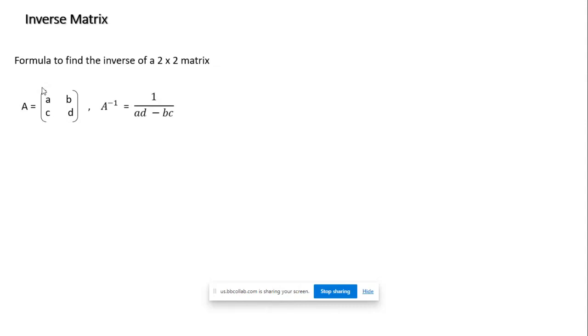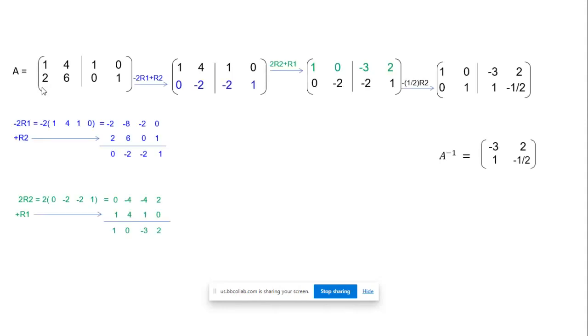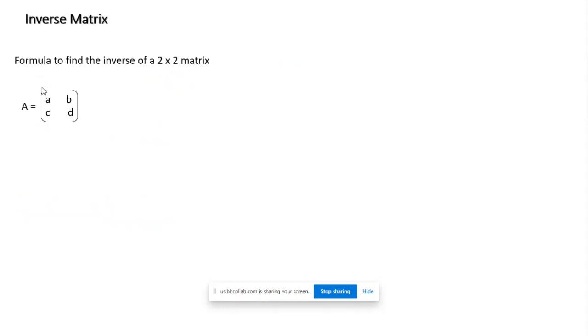So that was to do it algebraically. If you need to find the inverse of a 3 by 3, 4 by 3, whatever matrix, you have to do it algebraically. But if you ever get a matrix that's a 2 by 2, and only for a 2 by 2, you can use this formula. This only works for 2 by 2 matrices.